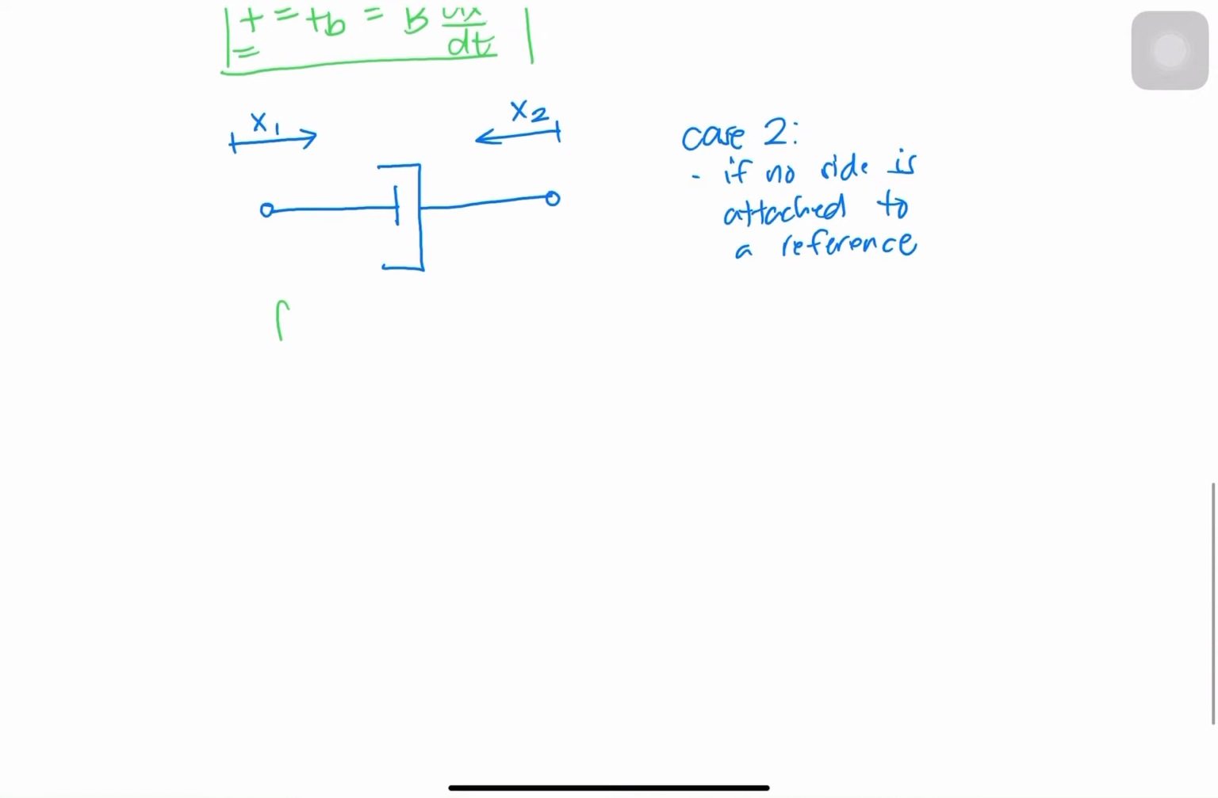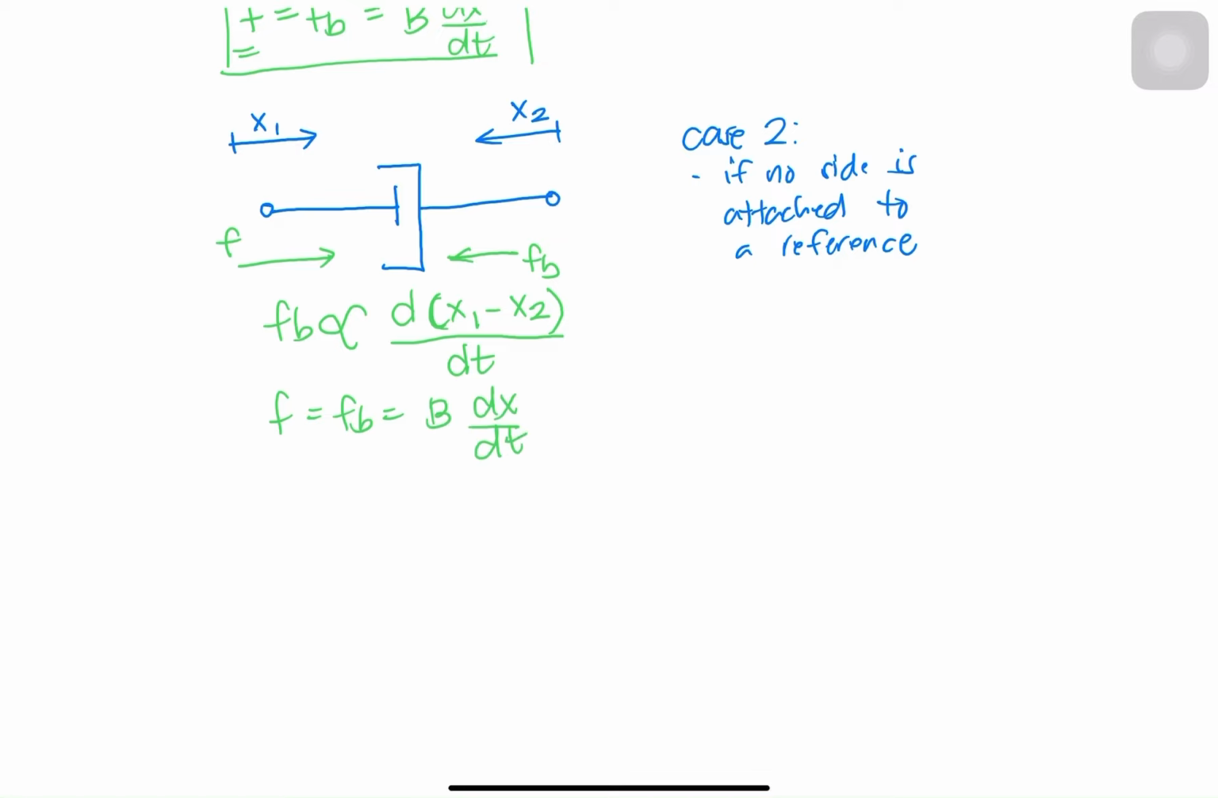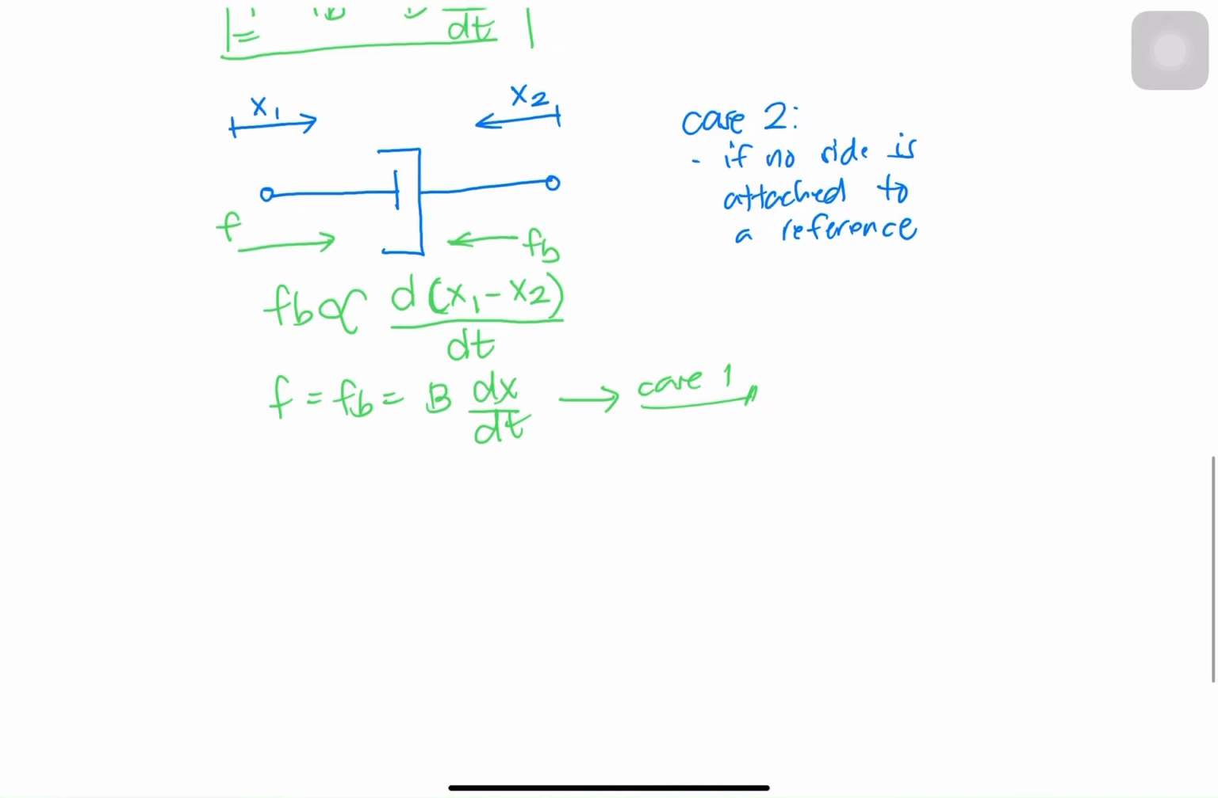So, FB, which is the force here, force due to friction, will be proportional to x1 minus x2. Okay. Instead of dx lang, kukunin natin yung difference na x1 and x2. So, given that F is equal to FB is equal to B dx over dt, this is for case 1 kanina. So, we will use this as reference to derive the formula for case 2 as well.